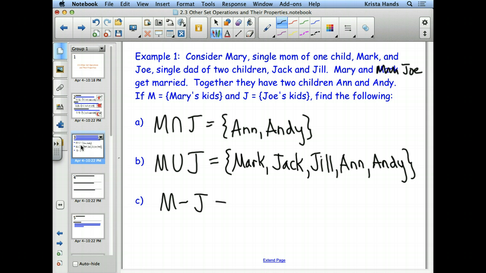All right, let's do M minus J. So M minus J, what would that be? It would be just Mark, exactly. So it needs to be Mary's kids. Well, Mary has 3 kids actually, right? In this argument, who are her kids? Mark, Anne, and Andy. So we only start with Mary's kids. That's what this M at the beginning means. It means that's the only people we're considering. And then we're supposed to remove what? Any of those kids that Joe had in common with her, right? So that's why Anne and Andy get removed. In this argument, this is left with Mark.